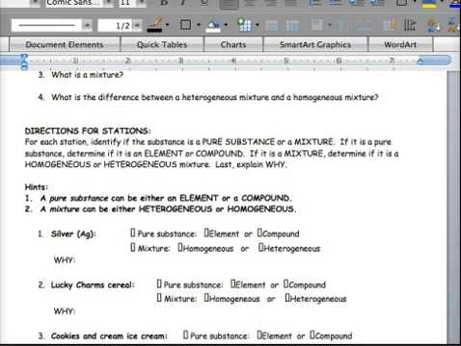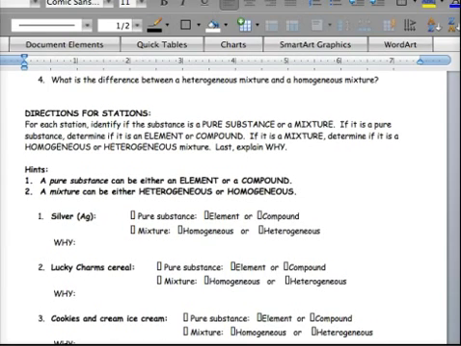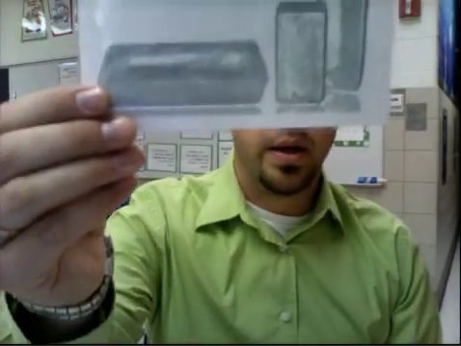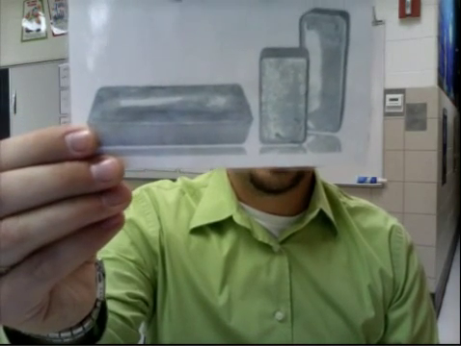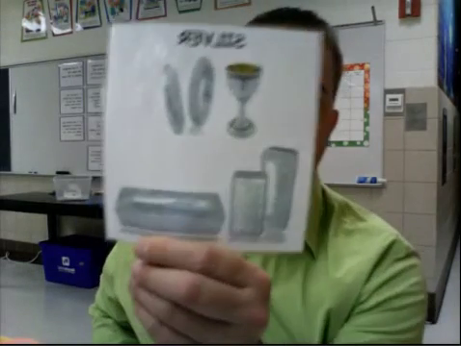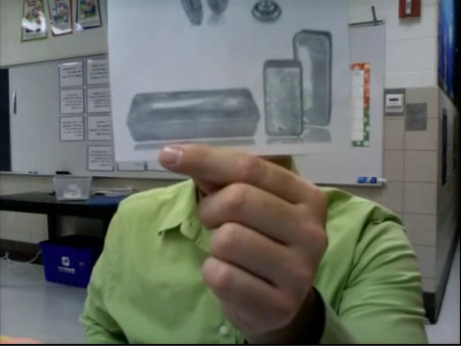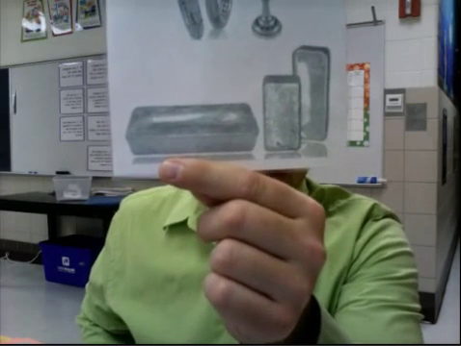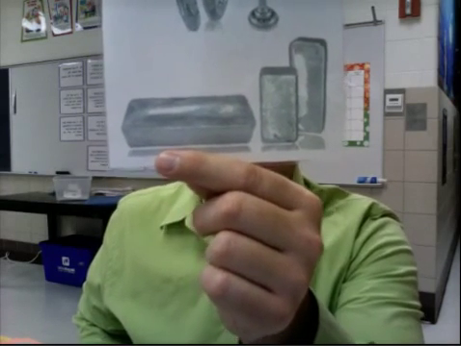So we'll start with the first one. The first one is silver. You all probably know what silver is, but here is a picture that we used in class of silver. Look at that silver ingot there. So we're looking just at silver for number one. Again, is it a pure substance or is it a mixture? If you pick pure substance, is it an element or a compound? If you pick mixture, is it homogeneous or heterogeneous? Number two, and of course remember you can pause this video so that you can write your answers down.